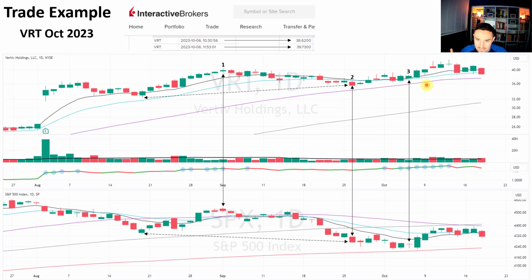I will speed it up and get the risk out of the trade earlier on. Okay, so let's just run through VRT here. At point number 1, what is stronger, VRT or the SPYs? Well, if you look at VRT, great reaction to the earnings.